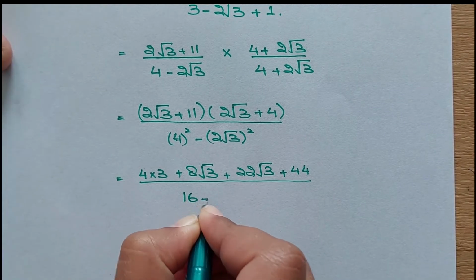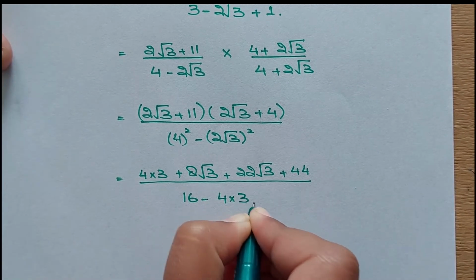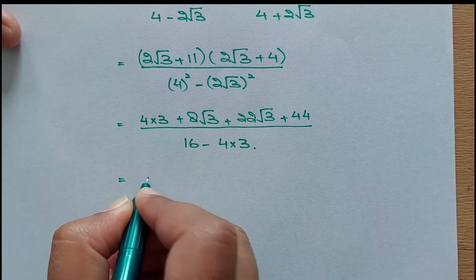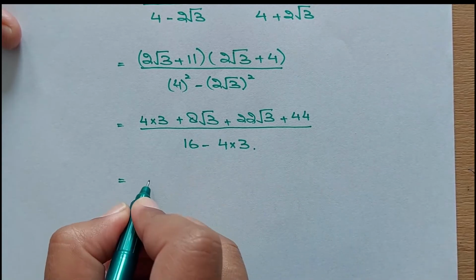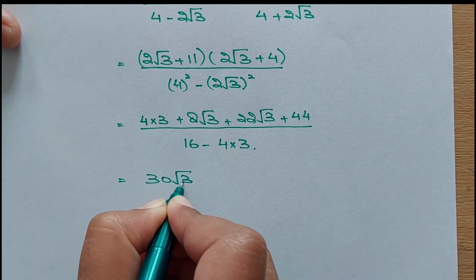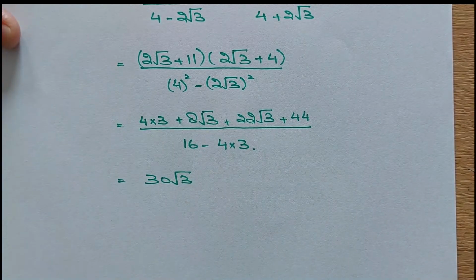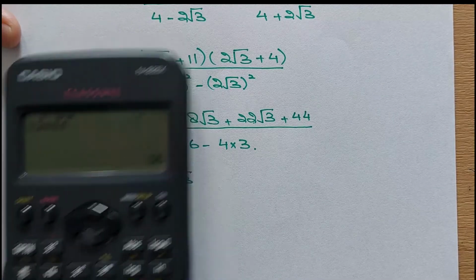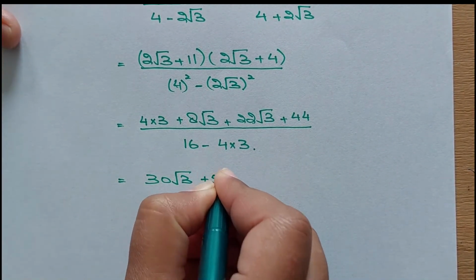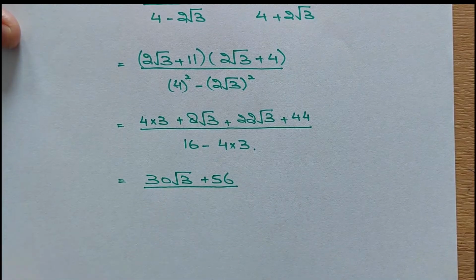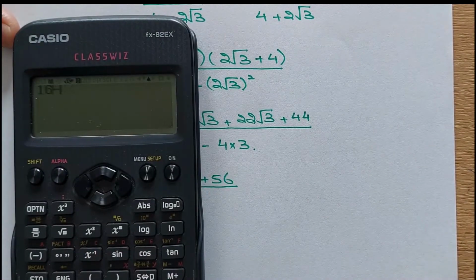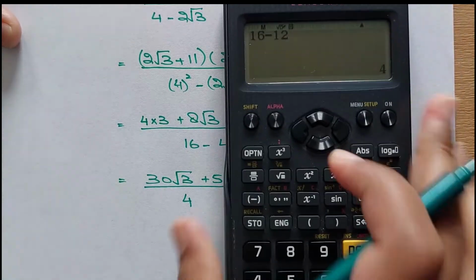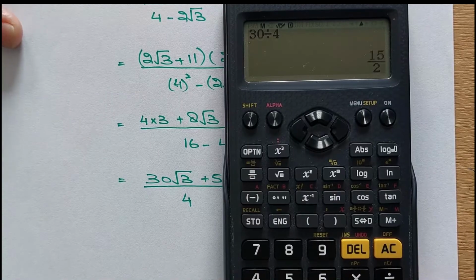4 square is 16 minus 2 square is 4 times 3. 4 times 3 is 12. So this is 22 plus 8 is 30, 30 square root of 3, and 12 plus 44 is 56. Divided by 16 minus 4 times 3 is 12. So 16 minus 12 is just 4. So dividing by 4, 30 by 4 and 56 by 4. 30 divided by 4 is 15 by 2.